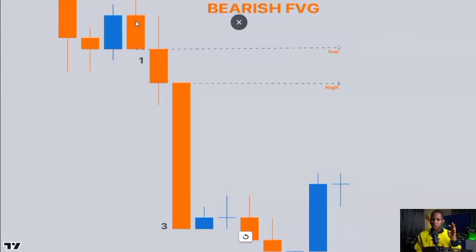This is what? A 3 candle sequence: 1, 2, 3. And this is our first candle, and this is our third candle.